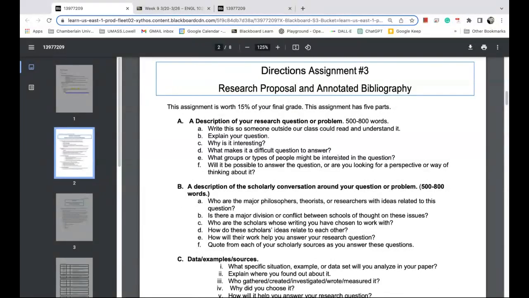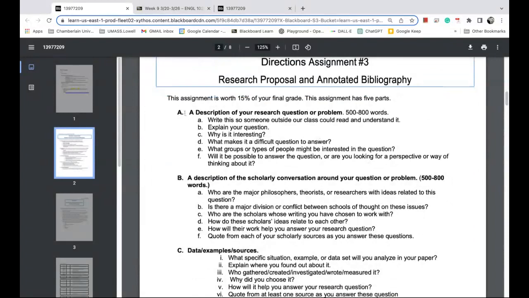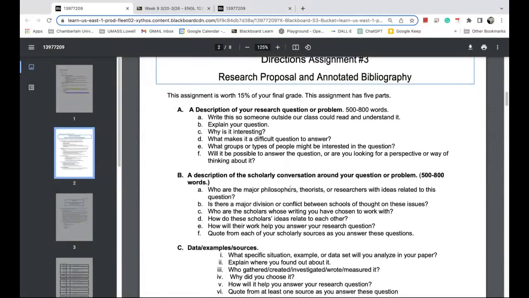However you want to do it, you could make each of these a paragraph, A, B, C, but for our purposes you would want to label them A, B, C so I know which is which. You're not writing an essay, you're just addressing each thing you're trying to focus on, and there are word counts for each part.